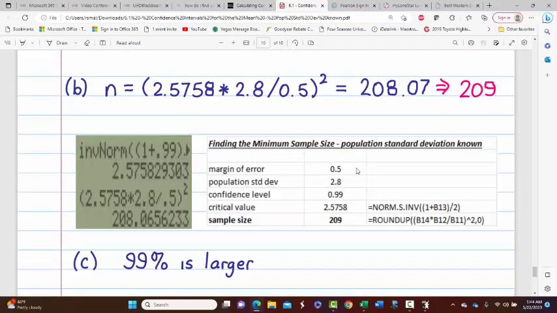Put it in Excel. 0.5, 2.8, 0.99 confidence level. That's showing you the critical value, and then showing you the result for the sample size. 209.